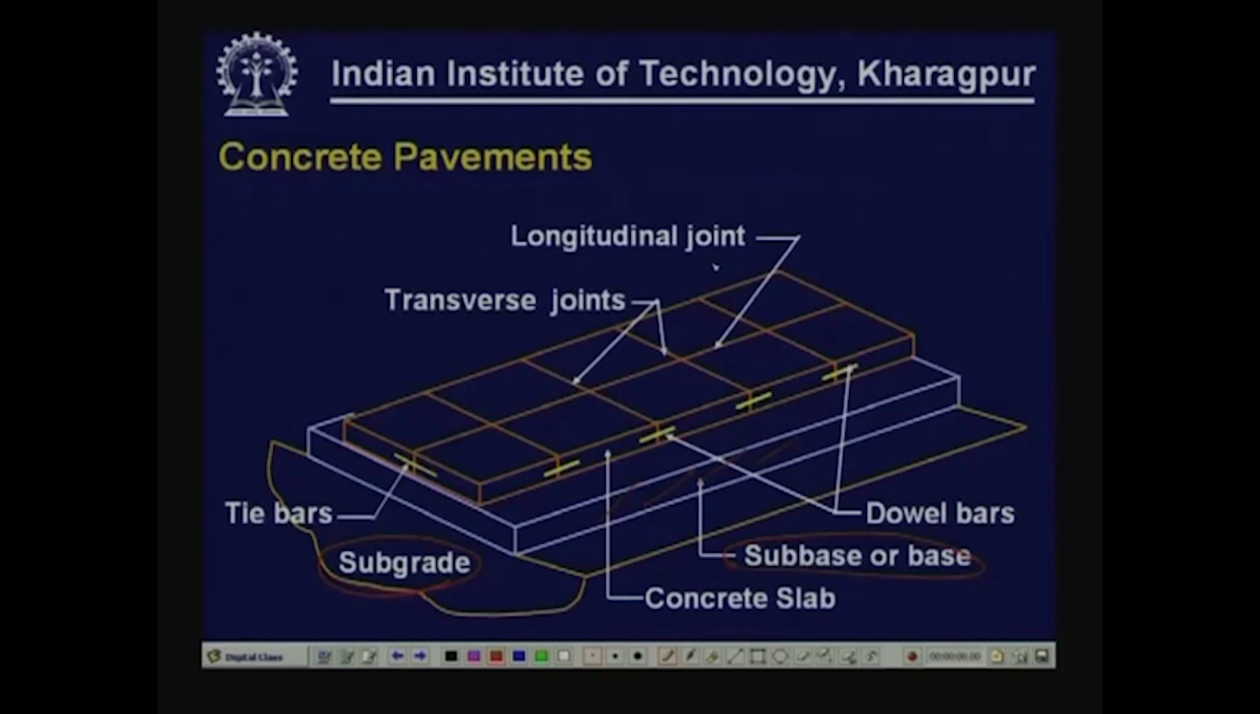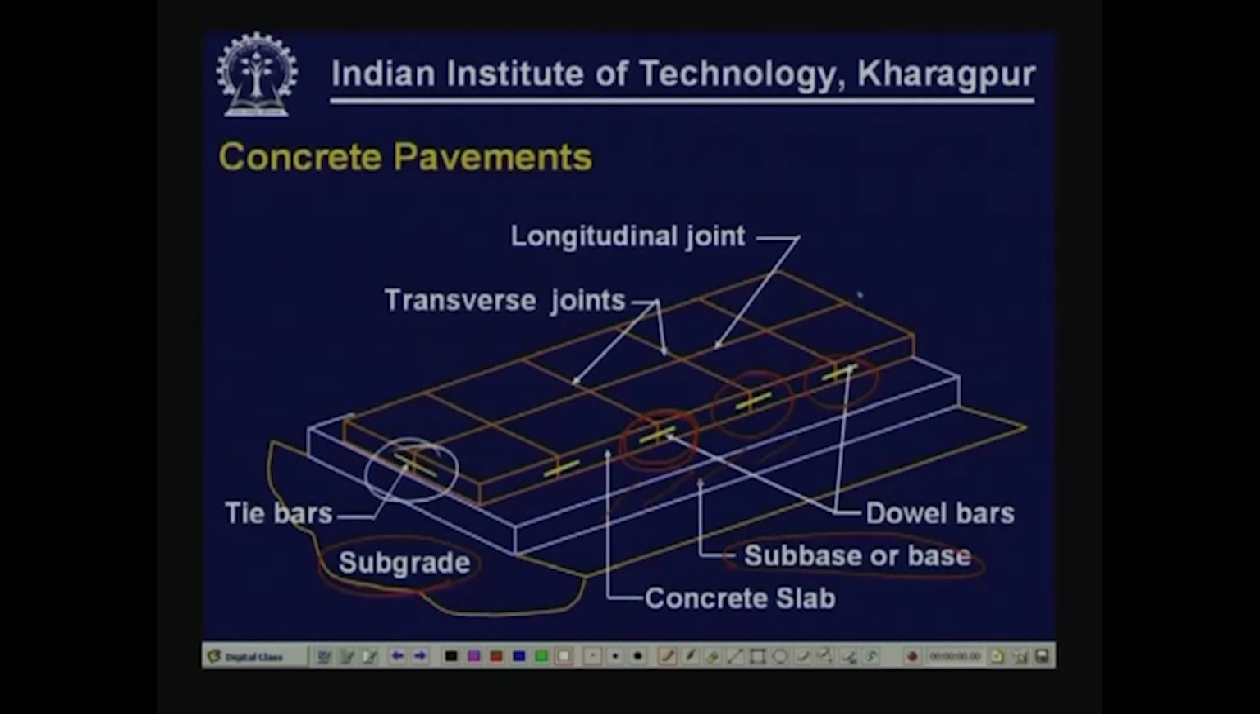The other components that we see here are dowel bars; in fact these are bars that connect adjacent slabs. You also see another bar here which is known as a tie bar. They have different functions which we will be discussing in the subsequent slides.